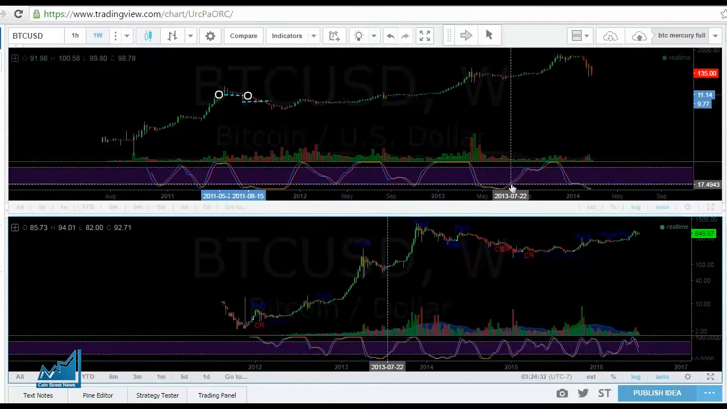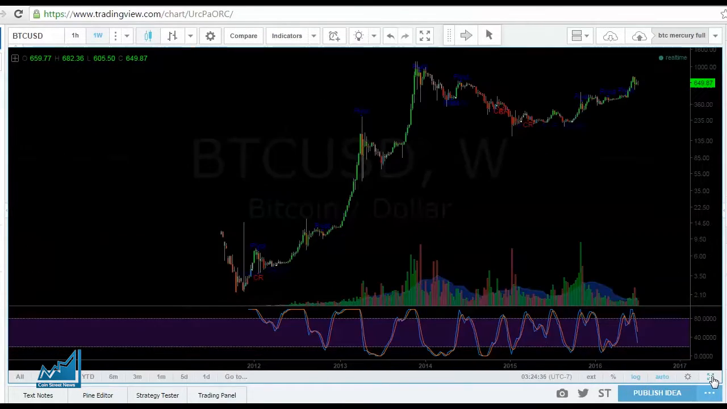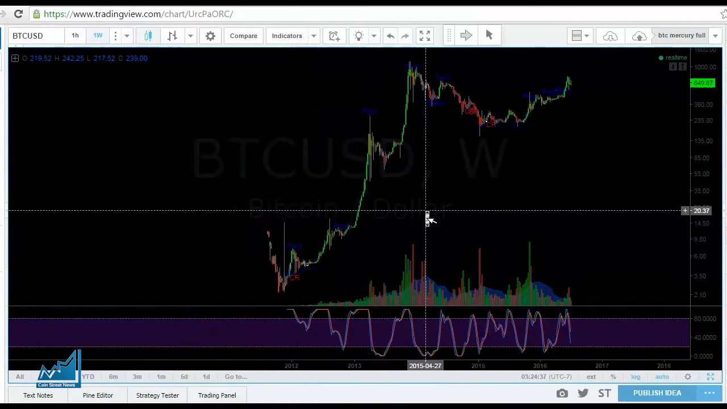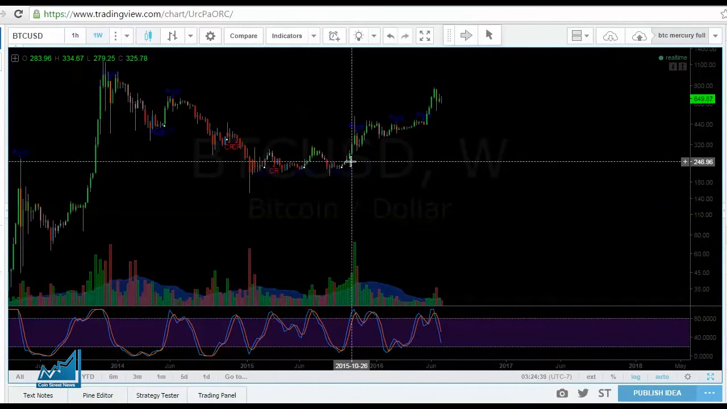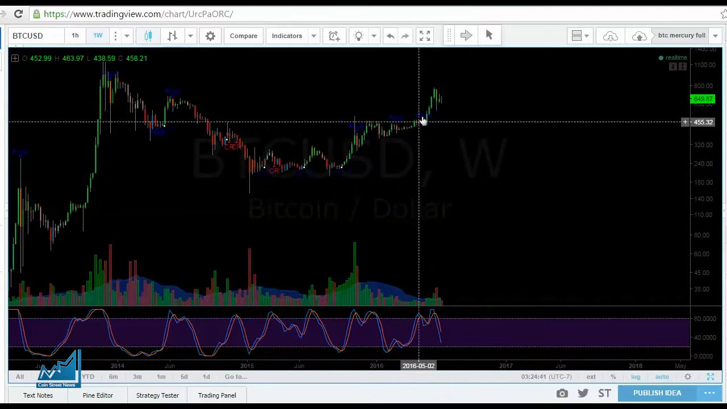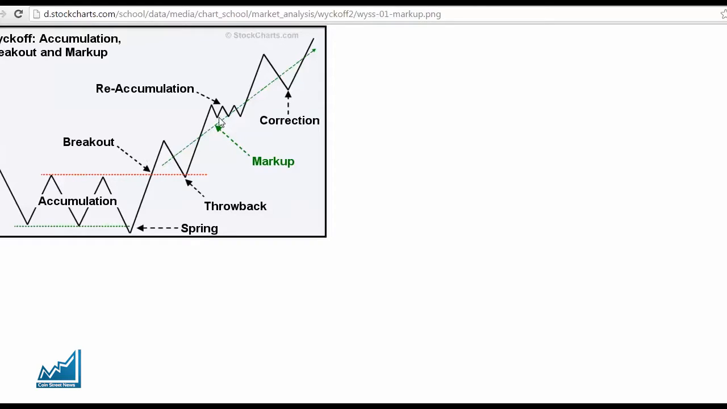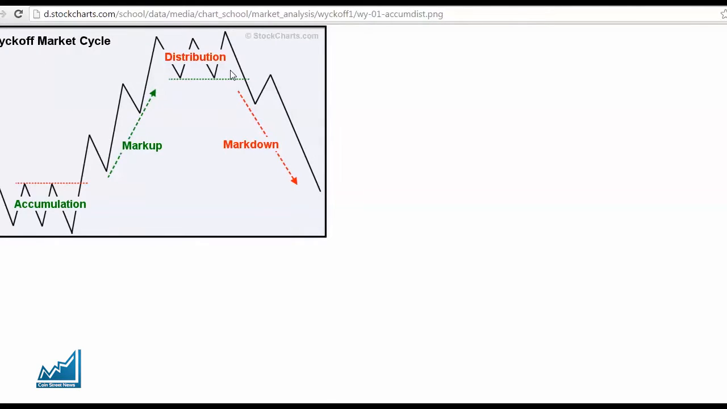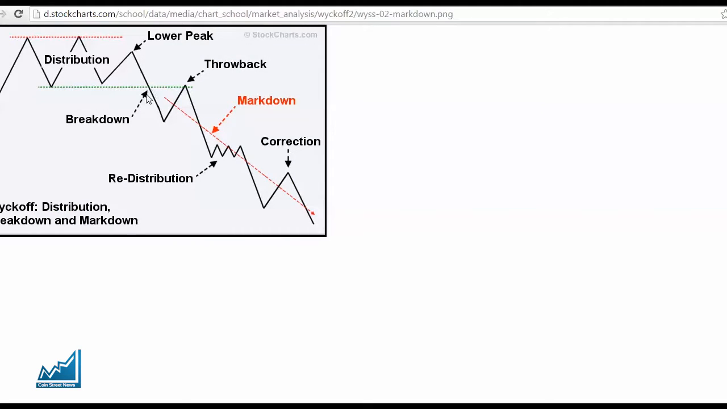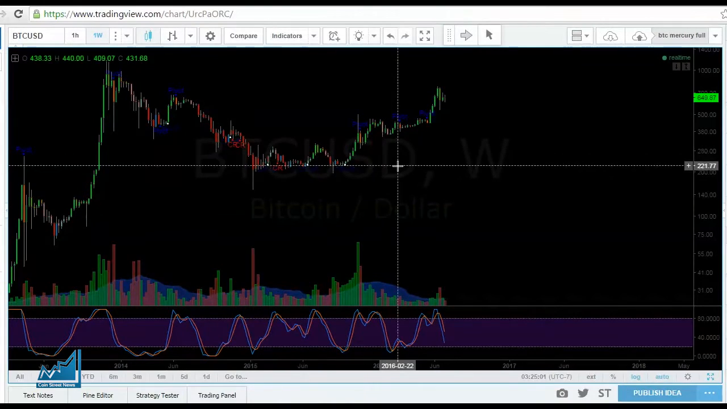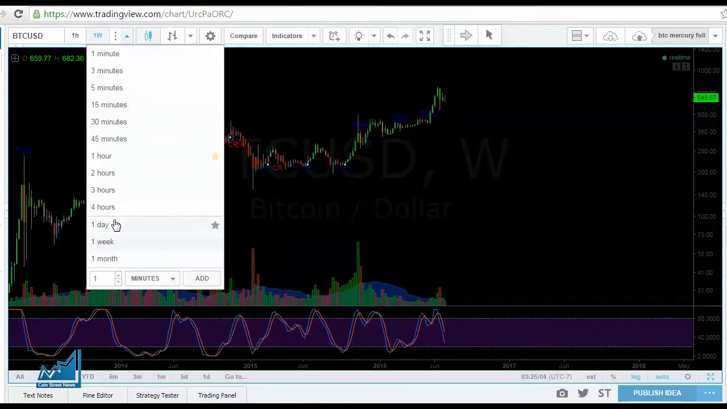So let's go back to our Bitstamp chart. We have our accumulation, breakout, throwback, reaccumulation, first markup, and more markups. That extends this way, and then your markdown. What is our markdown process? Distribution, breakdown of support, a throwback, and then markdowns. We can see this process also on the daily.